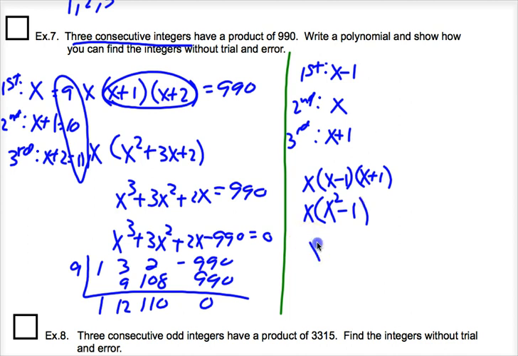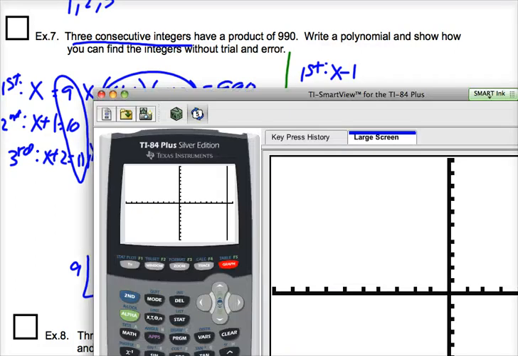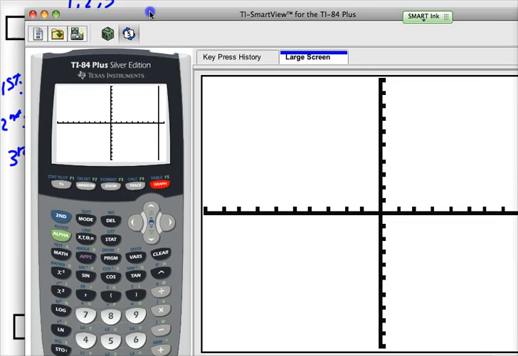Then you can go ahead and distribute. That has to equal 990. So you get x cubed minus x minus 990 equals 0. Well, that's different than the one on the left, so I should get a different answer. Now, does that make sense that I get a different answer? Let's make sure I get a different answer.